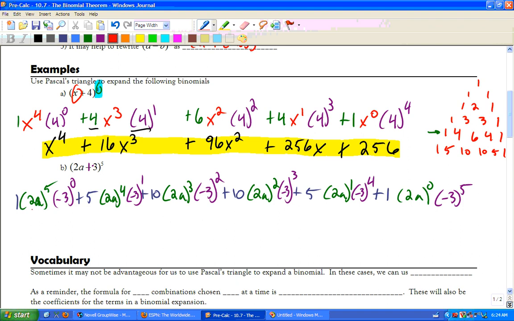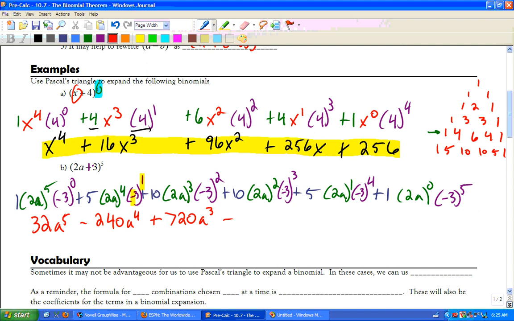Start multiplying our terms out. 1 times 2 to the fifth, a to the fifth is 32a to the fifth, negative 3 to the 0 is still 1, so we don't have to worry about it. In this case, we have a negative to the first, an odd power, which makes this whole term negative. 2 to the fourth is 2, 4, 8, 16, times 5 times 3 gives us 240a to the fourth. Now it's a negative squared, which makes this back to a positive, plus 9 times 8 times 10 gives us 720a cubed.